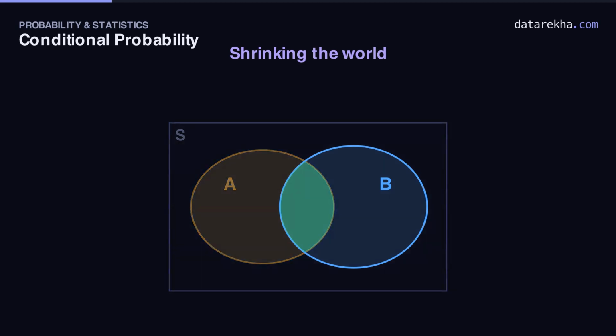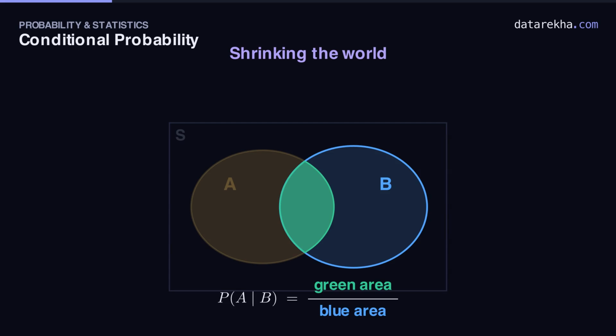Now the crucial move. Suppose I tell you B has definitely happened. Every outcome outside B becomes impossible. So we dim it away. B is now your entire world. Inside that shrunken world, the only way A can still happen is through the part of A that lands in B, the green overlap. So the chance of A given B is just how big that green piece is compared to the whole of B.